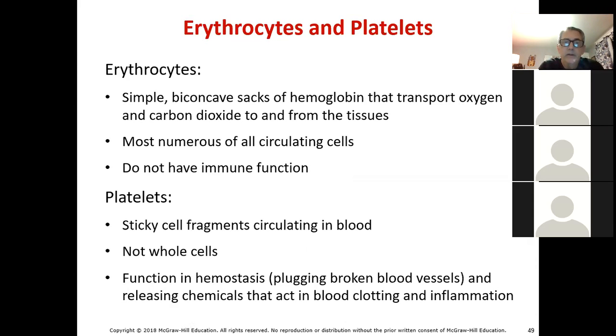Our blood cells, erythrocytes, are simple biconcave sacs of hemoglobin that transport oxygen and carbon dioxide to and from tissues. Most numerous of all the circulating cells, they do not have an immune function. We also have platelets, which are actually fragments. They are not whole cells, and they function in hemostasis, plugging broken blood vessels, and releasing chemicals involved in clotting and inflammation. So as far as the immune system is concerned, we won't be talking about these cells. Well, erythrocytes are a true cell, not the platelets.